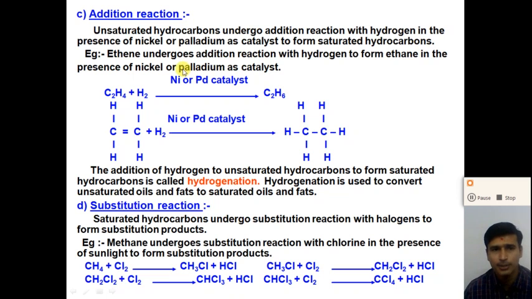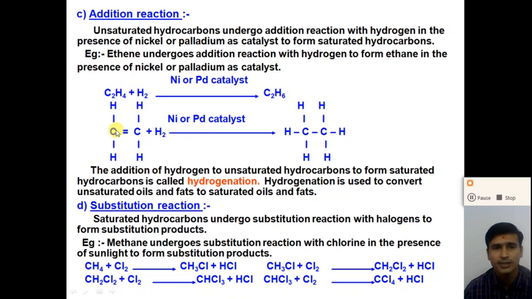For example, we take the unsaturated hydrocarbon C2H4, that is ethene. It undergoes the addition reaction with hydrogen, H2, in the presence of a nickel or palladium catalyst, and converts into the alkane C2H6. It is ethane. So here the ethene is converted into ethane, right?